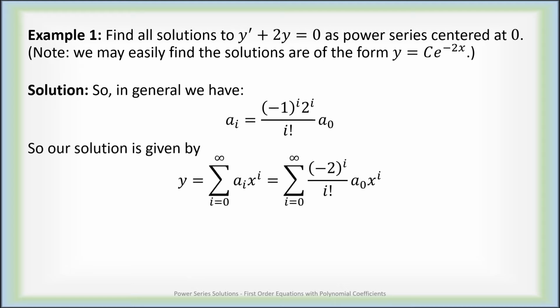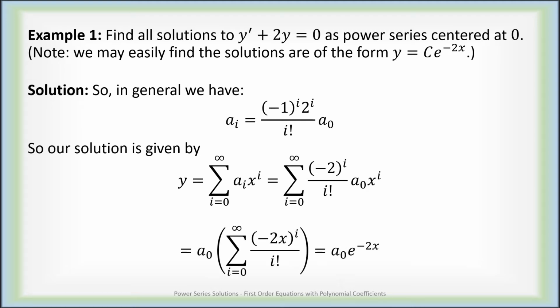So our solution must be given by y is a power series, a sub I times x to the I, but we just established that a sub I obeys this nice formula, negative 2 to the I over I factorial, a sub 0, and then times the power x to the I. Notice that a sub 0 is now a constant that can be factored out. Also, we have a negative 2 to the I, x to the I, so overall we have a negative 2x to the I. So if we factor this constant out of the power series and combine these two into a single power, we would end up with this.